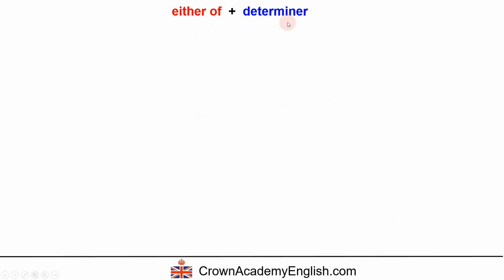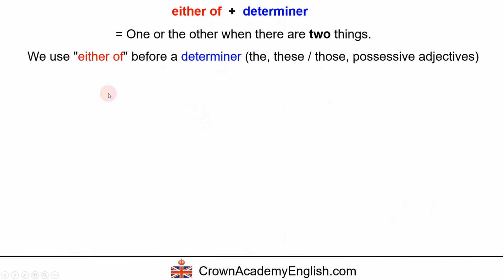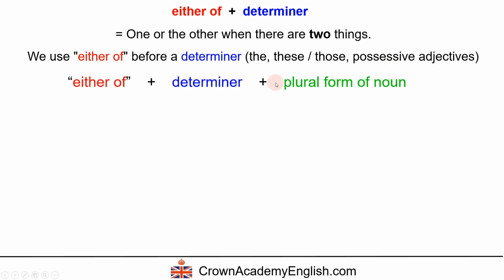Either of followed by a determiner. Again, it's the same meaning. So we use either of before a determiner. For example, the word the, these, those, or a possessive adjective. For example, my, her, his, their. Here is the form, either of, determiner, and then followed by a plural form of the noun. Very important, a plural form of a noun.